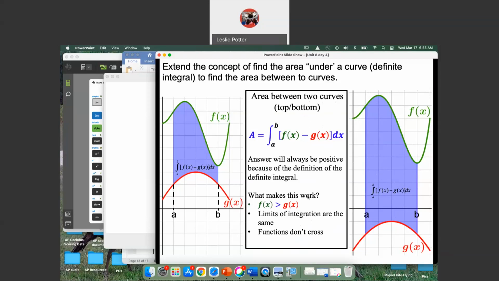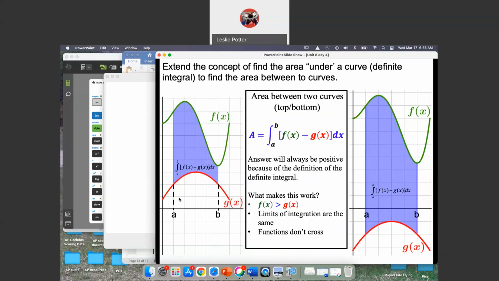And so what makes this work? Well, what makes this work is that f of x is better than g of x. So this is always going to result in a positive value. The limits of integration are the same. We're going from a to b across f of x and g of x, and the functions don't cross.